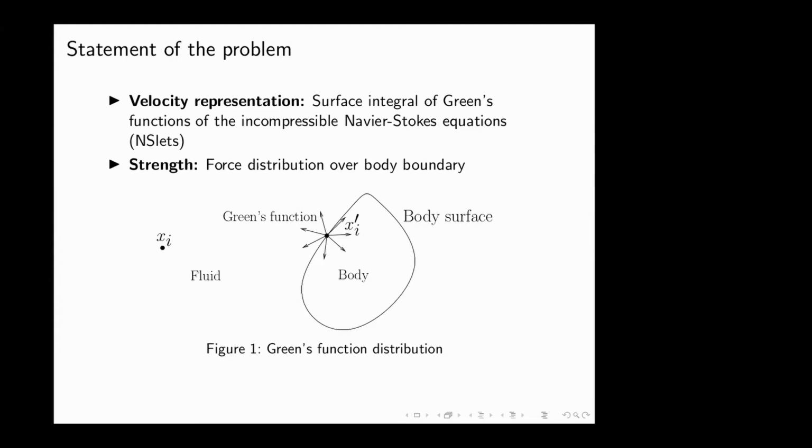And xi is a point in the fluid where we want to work out what the velocity and pressure are. So in the Green's integral distribution, the idea is to represent the velocity in this particular case as an integral distribution of Green's functions described over the body surface.